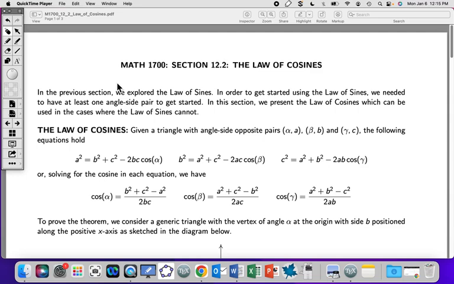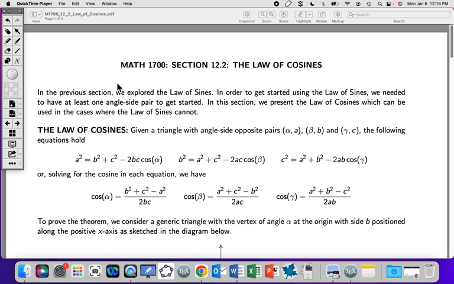12.2, the law of cosines. So in section 12.1, we have the law of sines, and the law of sines helped us solve for triangles where we were given an angle side opposite pair. What if you don't have an angle side opposite pair to help you get going, and you can't quickly get to an angle side opposite pair?